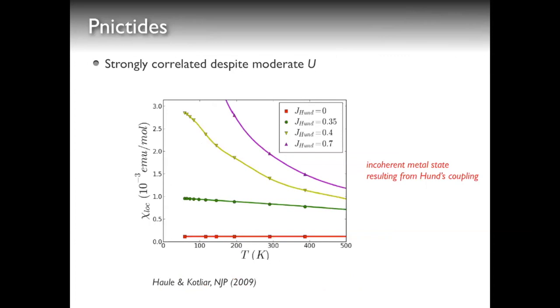Now, as you have seen in the previous talk, pnictides are also very prominent materials where this spin freezing plays an important role. And here I plot the figure from the early paper of Haule and Kotliar, where they showed how this local spin susceptibility increases as a function of Hund coupling. And what this shows, in my language, is this crossover from the Fermi liquid into the spin-frozen regime as a function of the Hund coupling parameter.